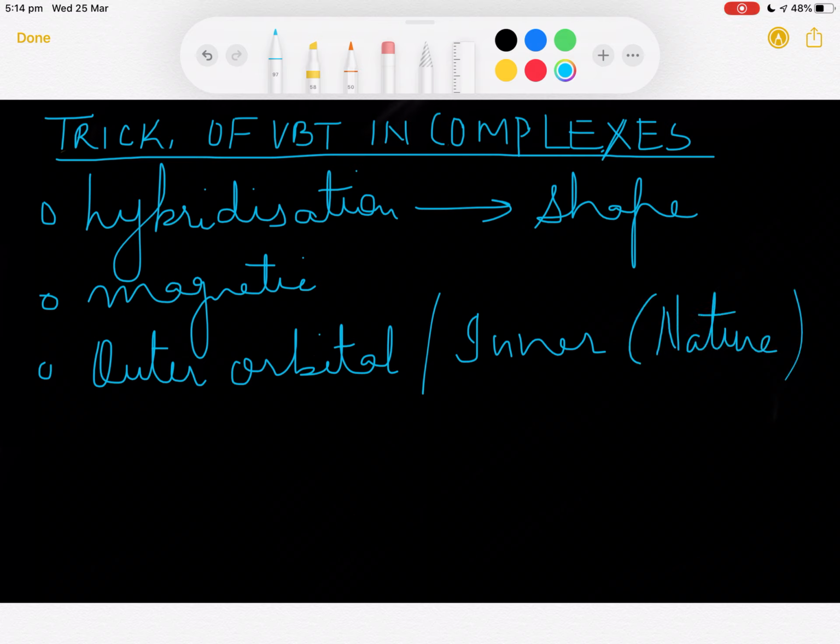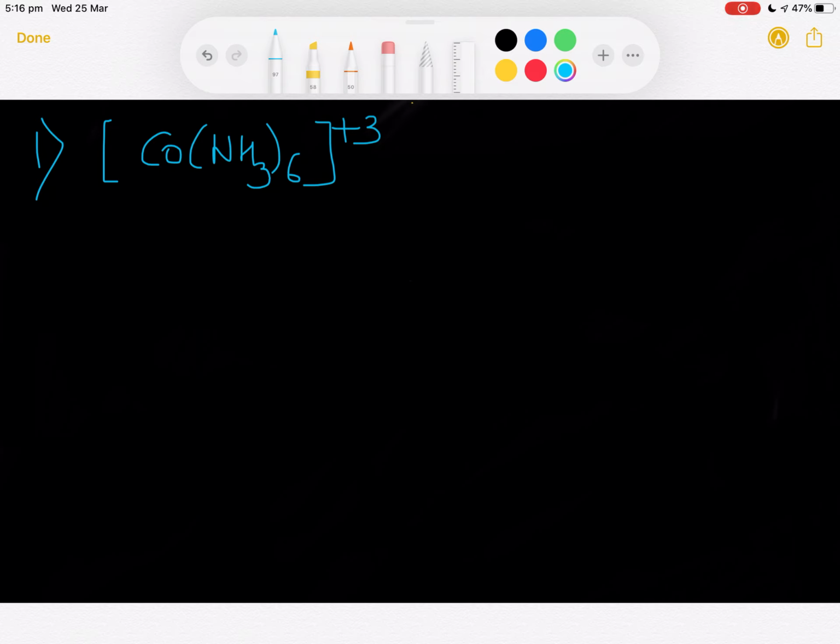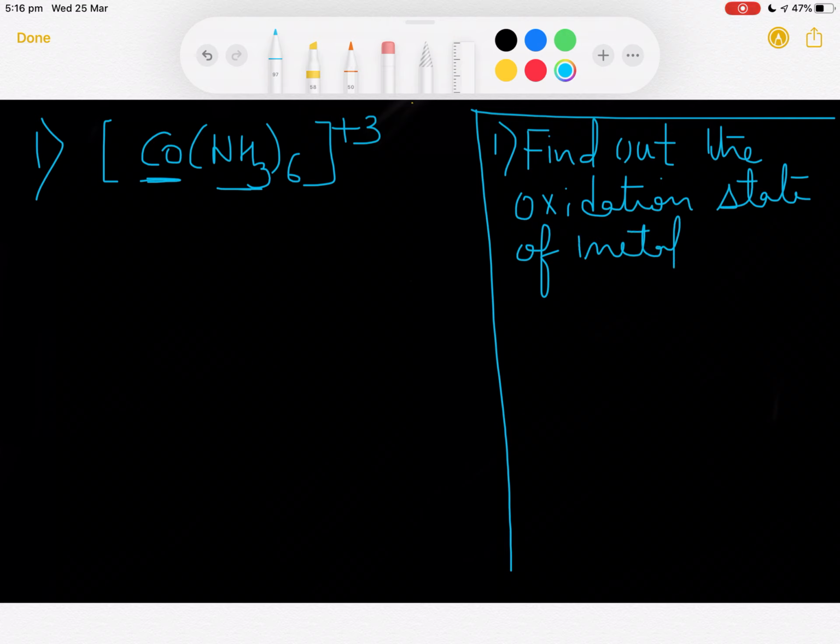The first example which I would like to give you is this complex, Co(NH3)6 with a +3 charge. The central metal atom is very clearly cobalt, and the ligand is amine. Now remember the tricks to be followed. Trick number 1: find out the oxidation state of the metal ion. Once you are set with it, then see the ligand you have, that means look at the nature of the ligand.